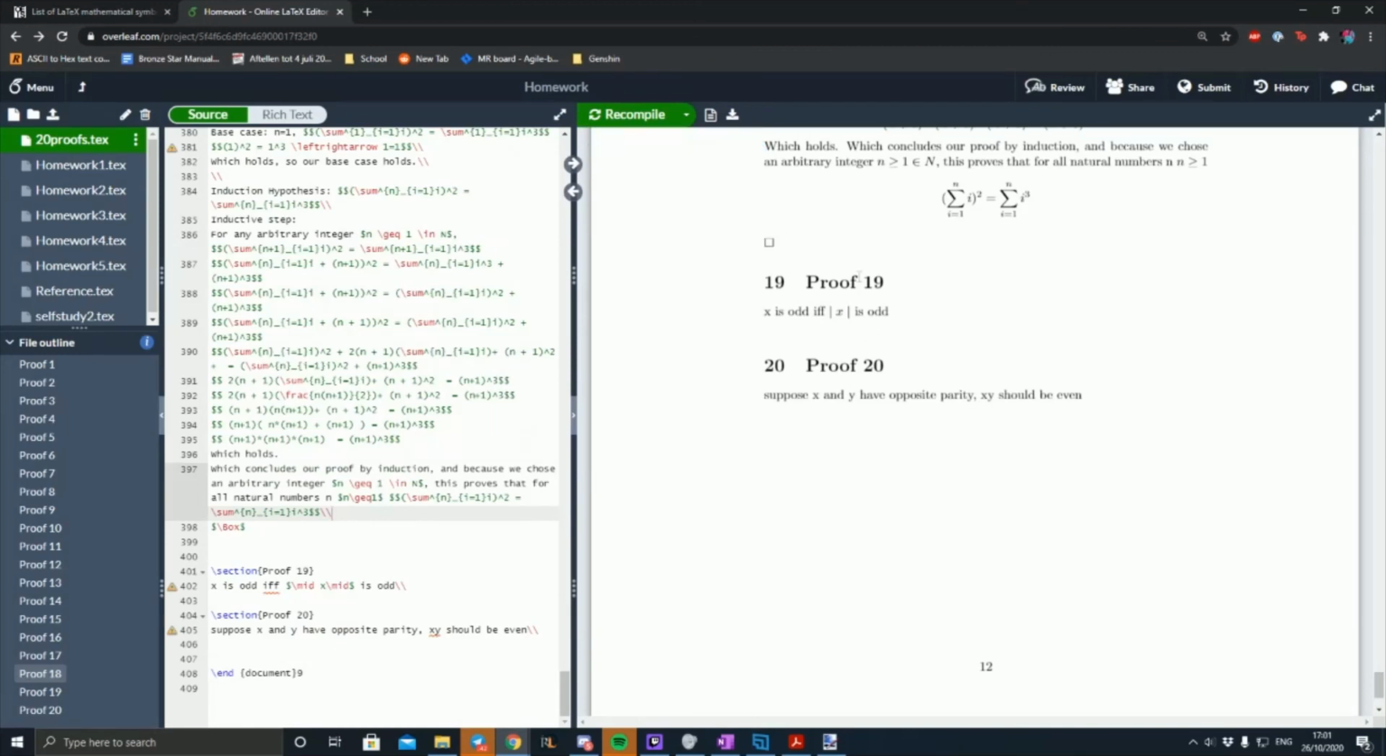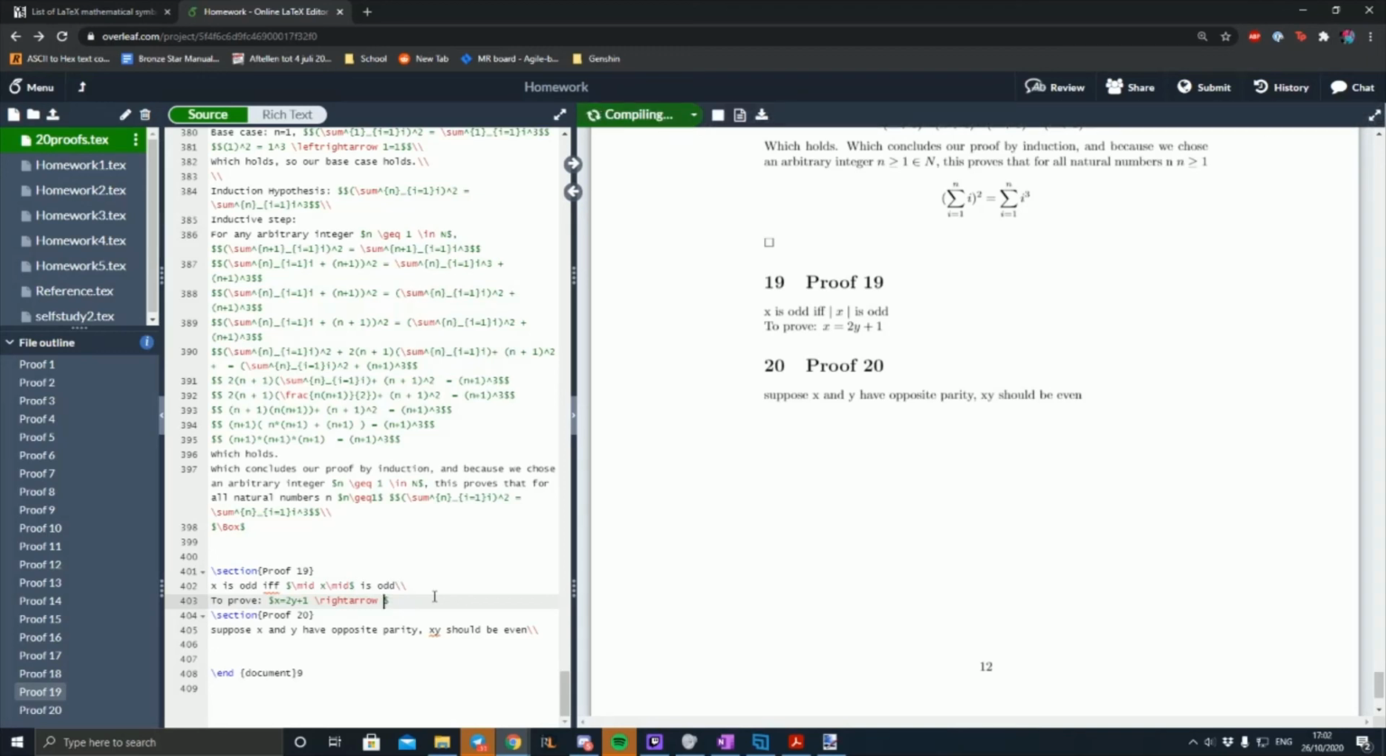Okay. Proof 19. X is odd if and only if the absolute value of x is odd. Seems a lot easier. So we want to prove that x equals 2y plus 1, right arrow.